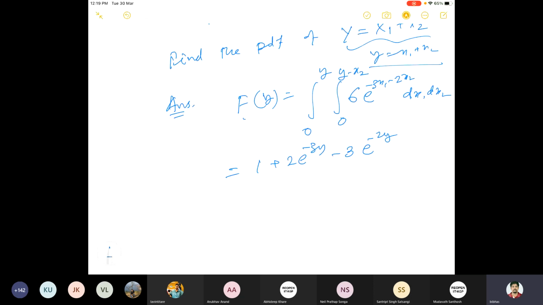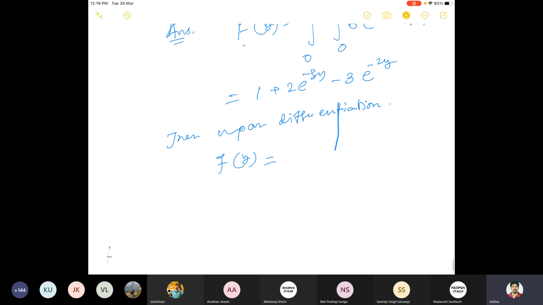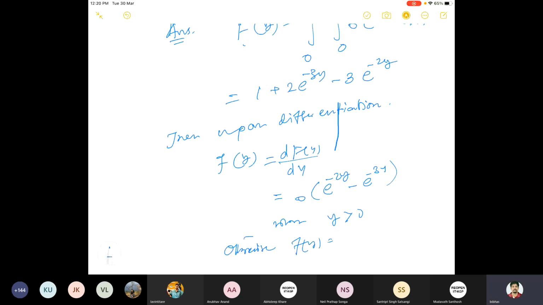Now, upon differentiation, what we have is f_Y. So you have to take the derivative with respect to y. This will be dF_Y/dy, and this will then be 6 e to the power minus 2y minus e to the power minus 3y when y is bigger than 0. Otherwise f_Y is equal to 0.